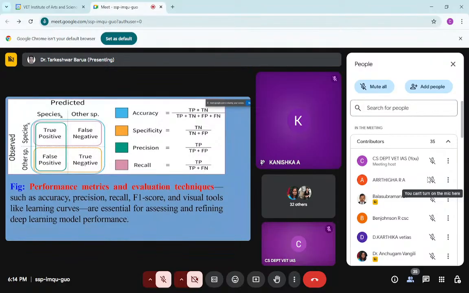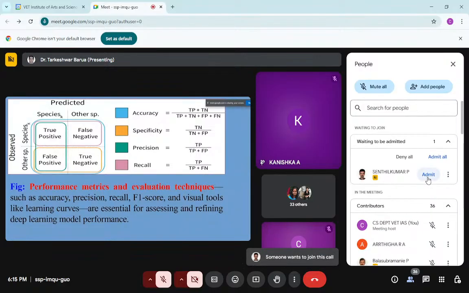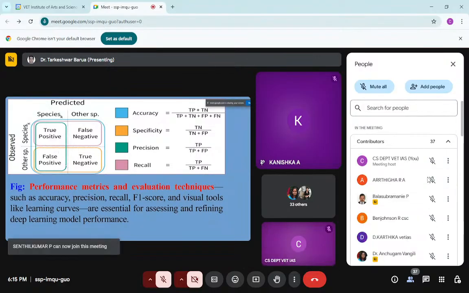True positive means those are accurately classified as positive, so that means it's the correct one. Something was negative but we found it as a positive, so we can classify it as a false positive. And something was positive but found as a negative, so we can draw the confusion matrix. Based upon that we can calculate accuracy, specificity, precision, and recall.